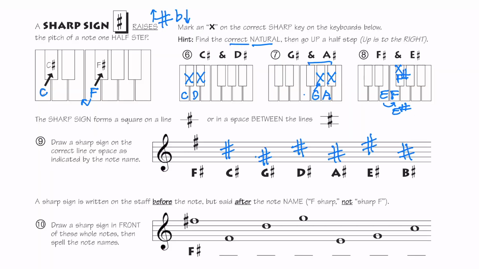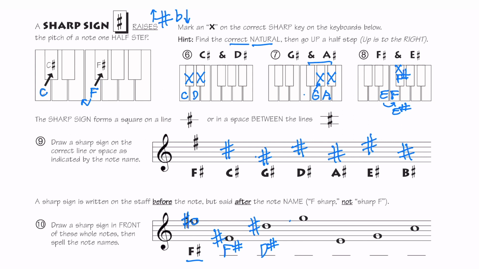Now, just like flats, whenever the sharp sign is written on the staff, it's written before the note, but we say the sharp after the note. So in this first example, I'm writing sharp F, but I say F sharp. So let's write a sharp before that F, and then I say F sharp. So those are two F sharps. Let me write a sharp before the D, so I say D sharp.